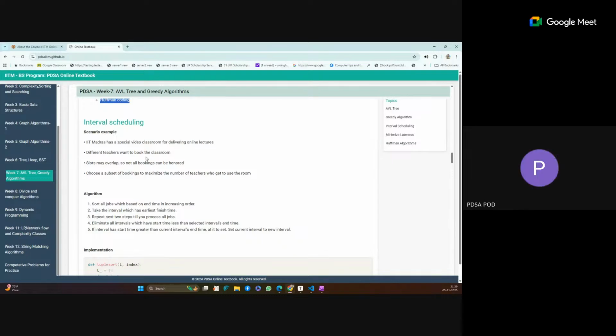So interval scheduling is just one of the standard algorithms, but multiple scenarios can be framed on this. One scenario, the special video classroom, the professor has already discussed. Similarly, another scenario may be created. So some scenario-based questions are also asked in the quiz as well as the programming exam.